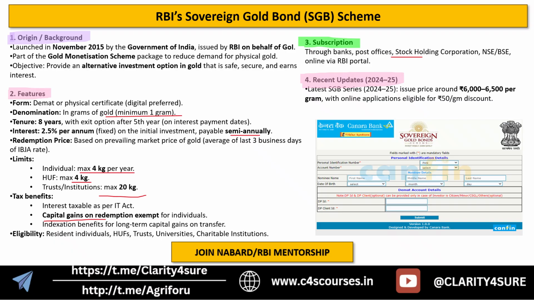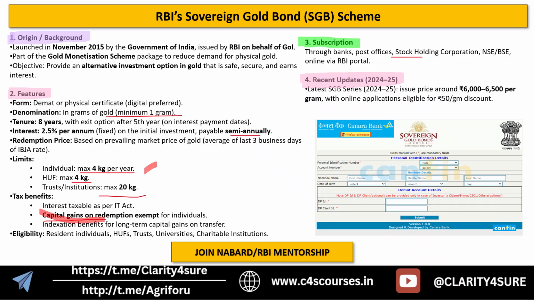And what is the limit? Limit is very, very important. If someone is an individual, they can invest up to 4 kg per year. Hindu Undivided Families maximum 4 kg, trusts and institutions maximum of 20 kg, and there is a tax benefit also. Interest is taxable as per the IT Act, and capital gains on redemption are exempt for individuals. This is very, very important. Capital gain on redemption of this particular gold bond scheme is exempt for individuals.